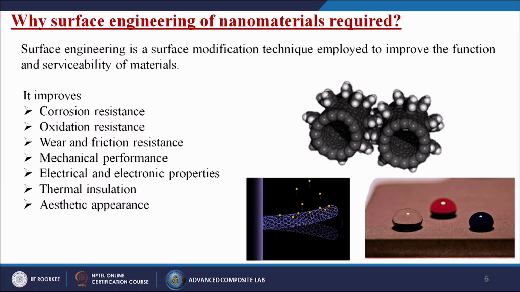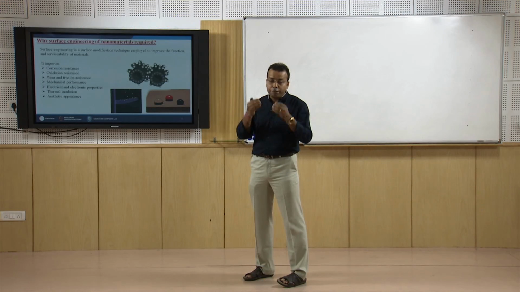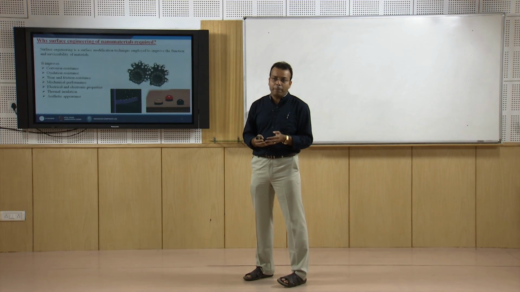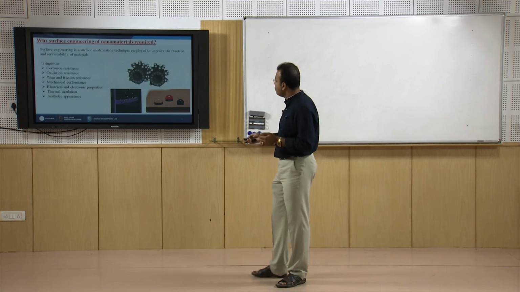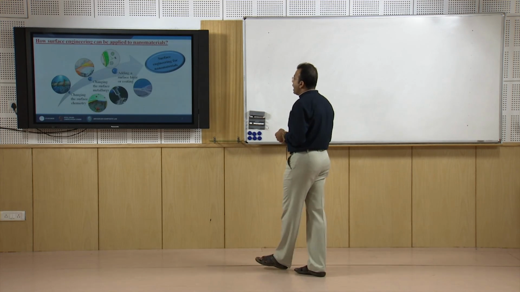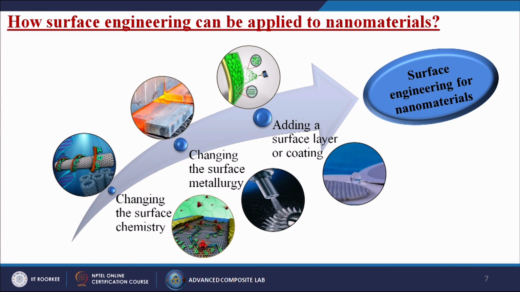It improves lots of applications, lots of properties like corrosion resistance, oxidation resistance, wear and friction resistance, mechanical performance, electrical and electronic properties, thermal insulation, aesthetic appearance. Here I have mentioned a few, but there are n number of applications, n number of properties which can be modified by using the nanomaterials. How can surface engineering be applied to nanomaterials?